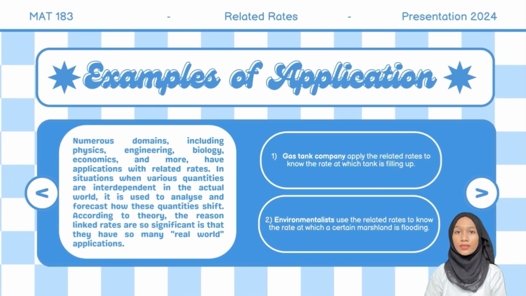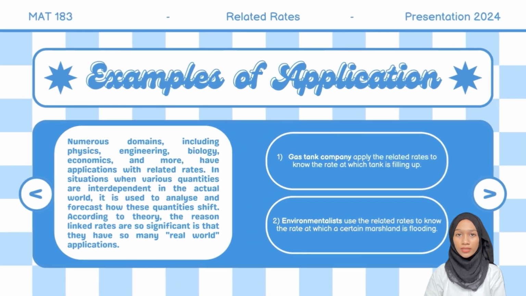Now, let's look at the examples of applications. Numerous domains, including physics, engineering, biology, economics, and more, have applications with related rates. In situations when various quantities are interdependent in the actual world, it is used to analyze and forecast how these quantities shift. According to theory, related rates are so significant because they have so many real-world applications. For instance, a gas tank company might want to know the rate to fill up a tank. Second, environmentalists might want to know the rate at which a marshland floods.